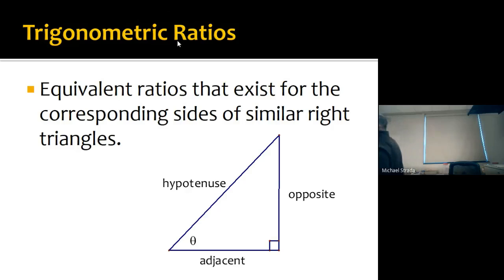All right. So basically, this is an angle called theta. That is our variable angle. Adjacent is the side that touches it. Opposite is the side that obviously does not touch it. Hypotenuse is the side, as always, opposite the right angle.